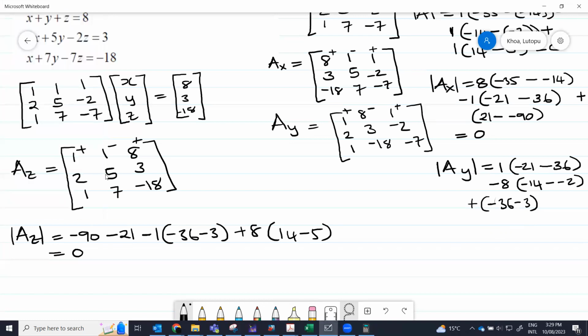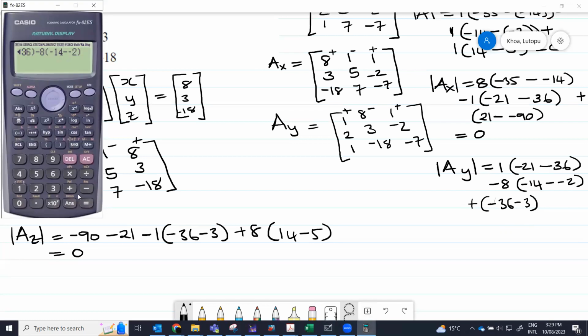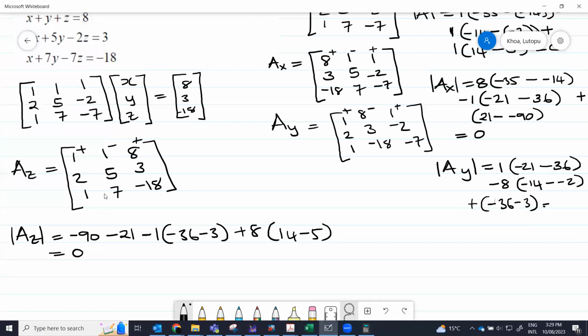So there's a plus here. Again, these brackets here are not that important. Okay, now I'm getting 72. Whatever the answer is, you can again triple check with your calculator. Make sure you type them in correctly.